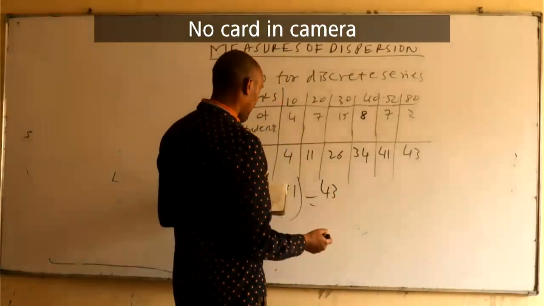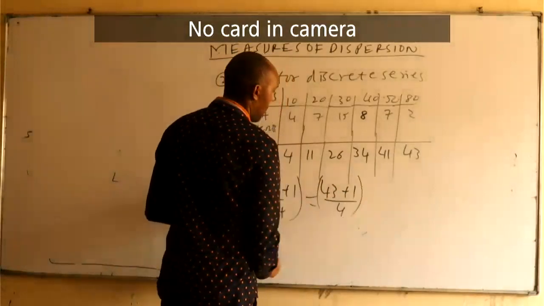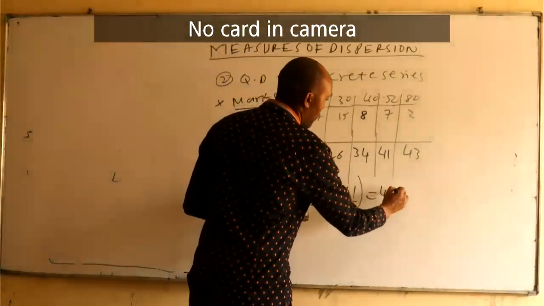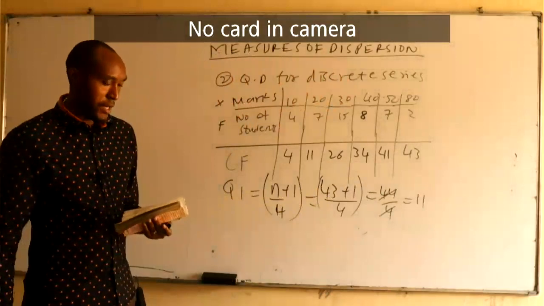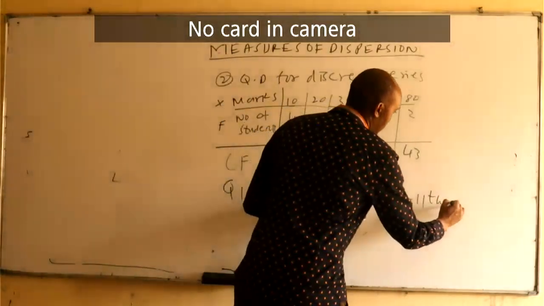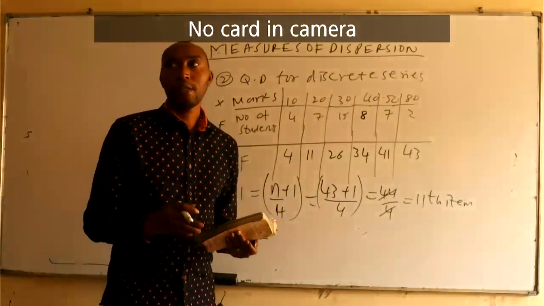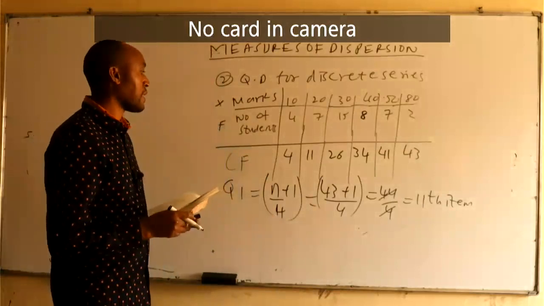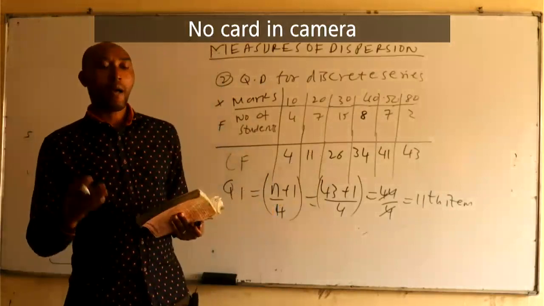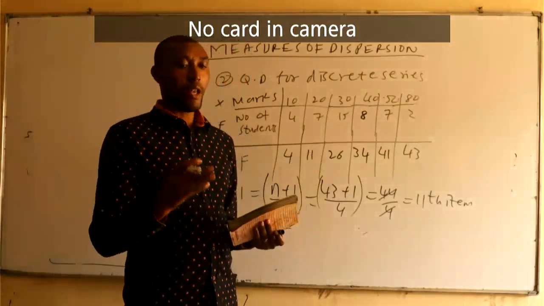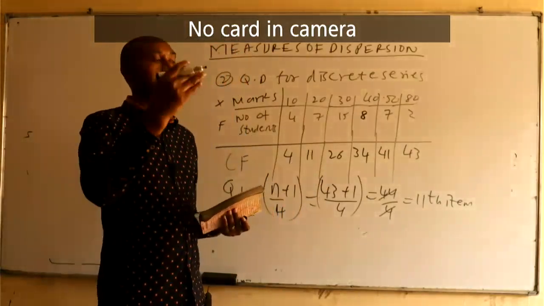So it will be 43 plus 1 divided by 4. So that's 44 divided by 4. This is 11. So basically, this is the 11th item. So look for the 11th item from the data. This is different from the individual series. So how do I get it from here? I come to the cumulative frequency and I look for a number which is 11 or a number which is close to 11, and it should not be less than that number. So it should be either that number or any other number which is above it.